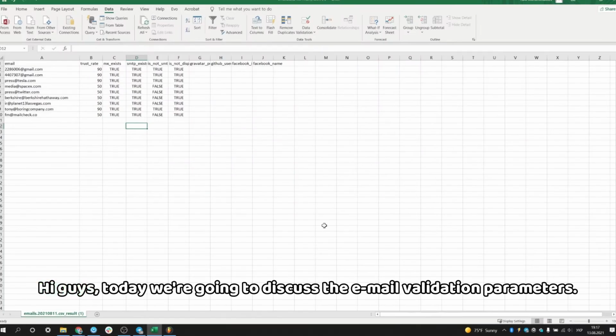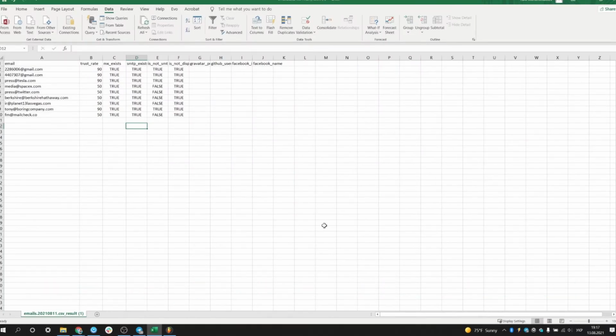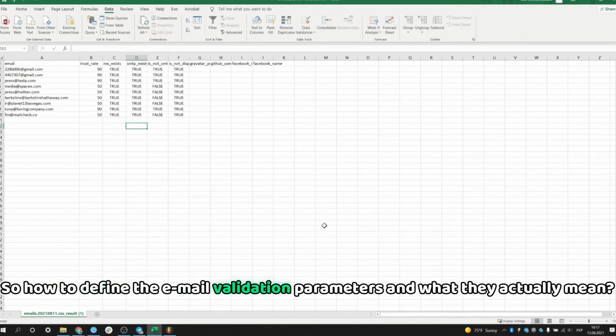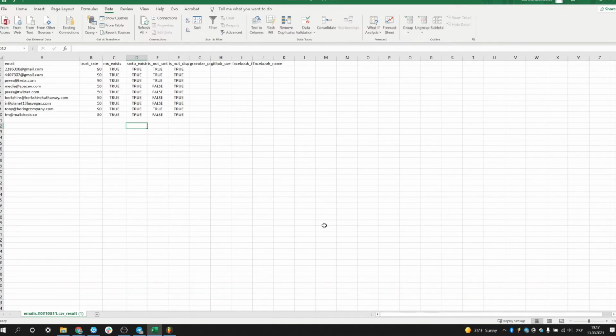Hi guys! Today we're going to discuss the email validation parameters. So how to define the email validation parameters and what they actually mean. So let me go and explain them now.